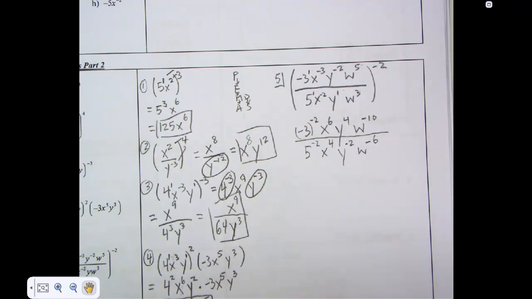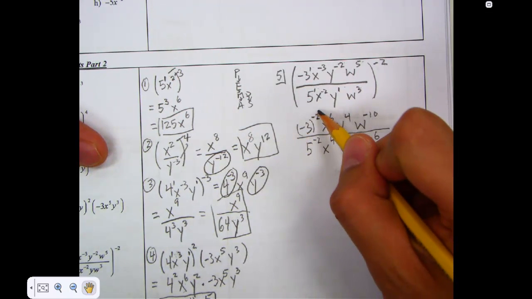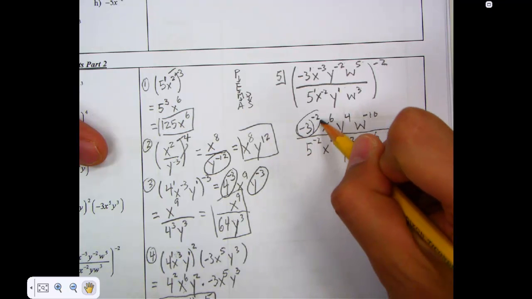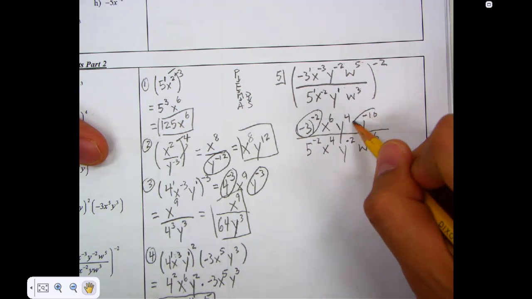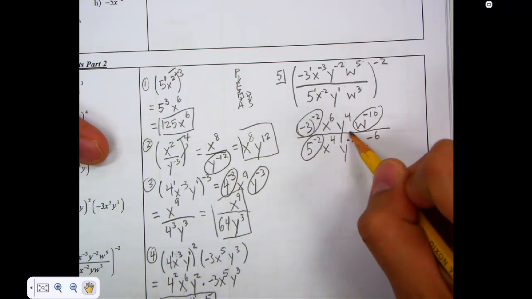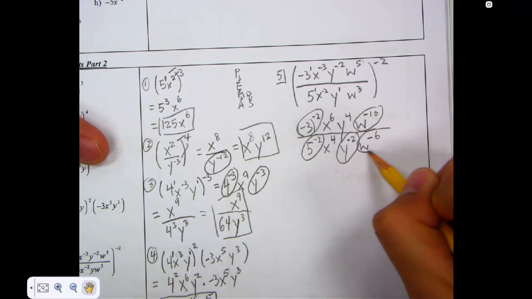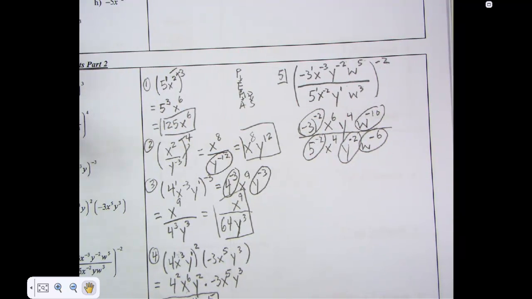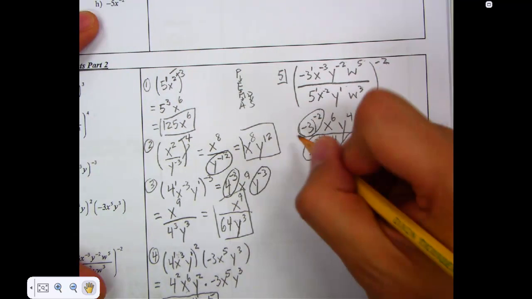Now I'm going to look for my negative exponents, the powers with negative exponents. I'm going to circle those. So this one has a negative exponent, this power, the W to the negative 10, the 5 to the negative 2, the Y to the negative 2, and the W to the negative 6. Those are all the ones that have negative exponents.